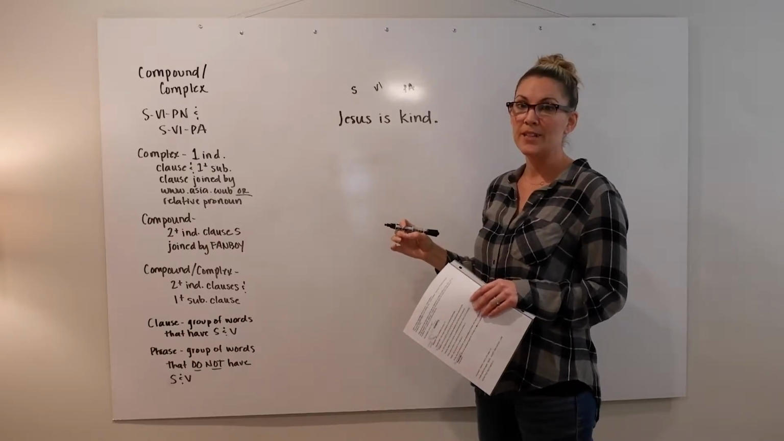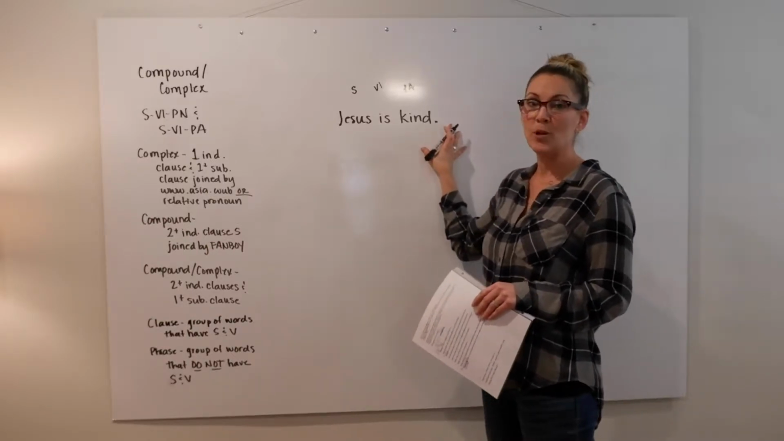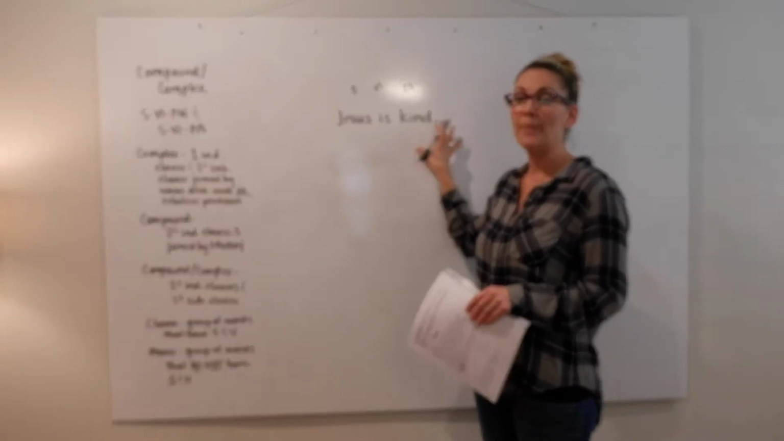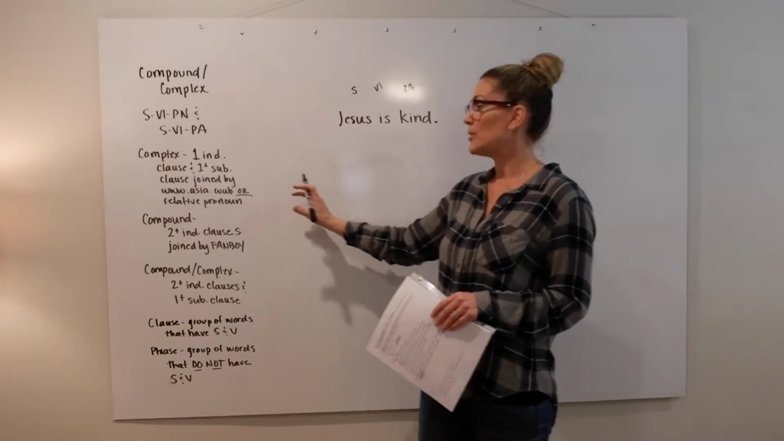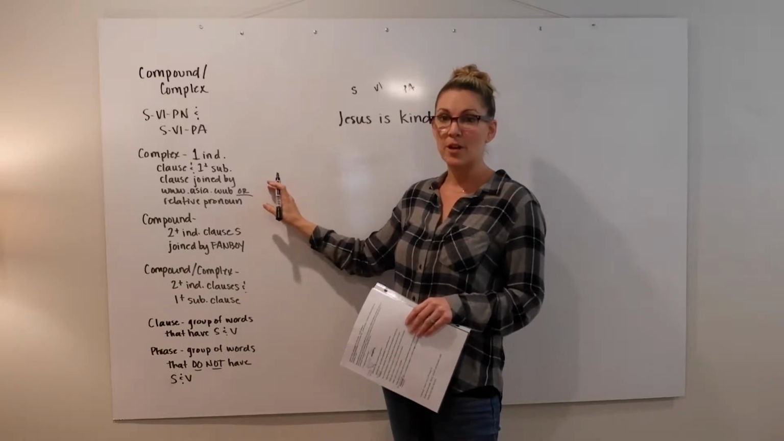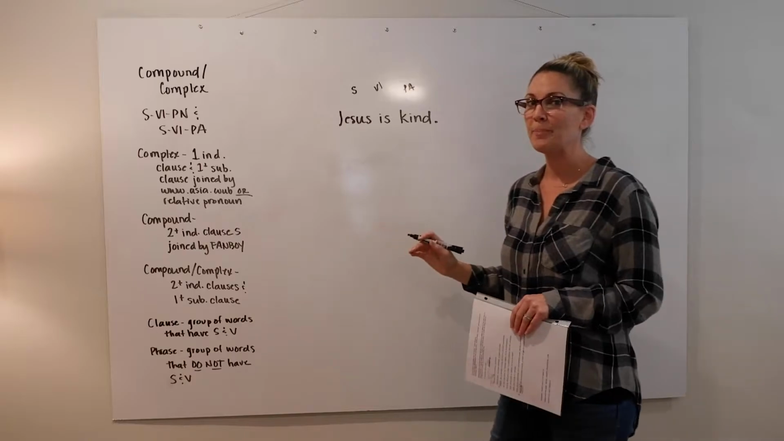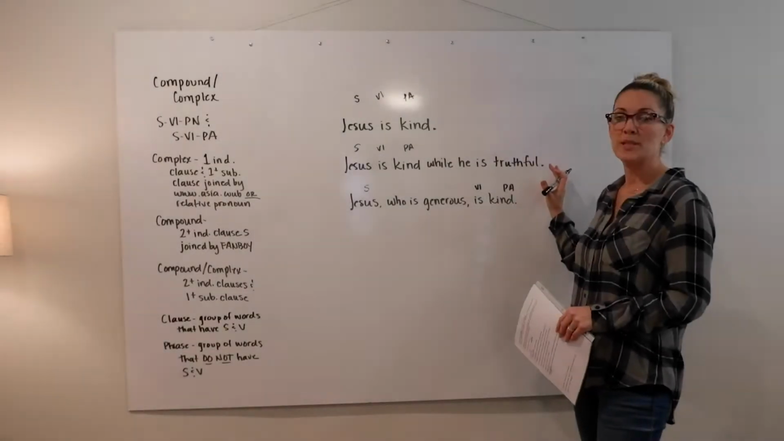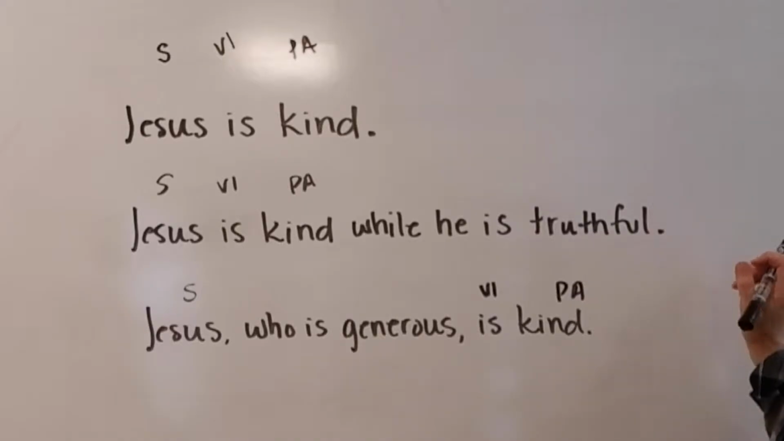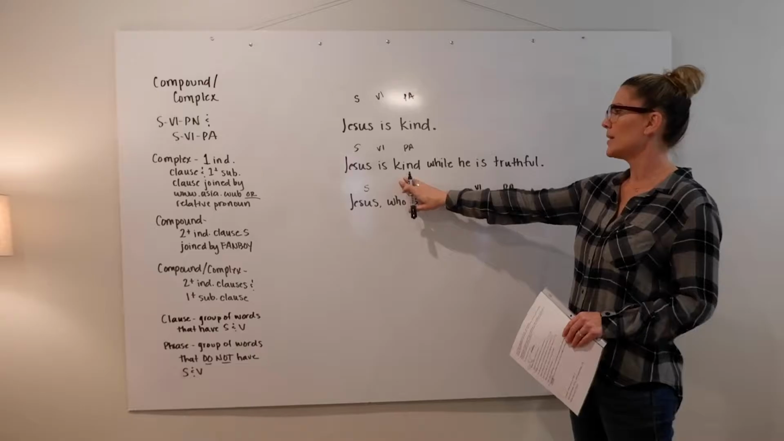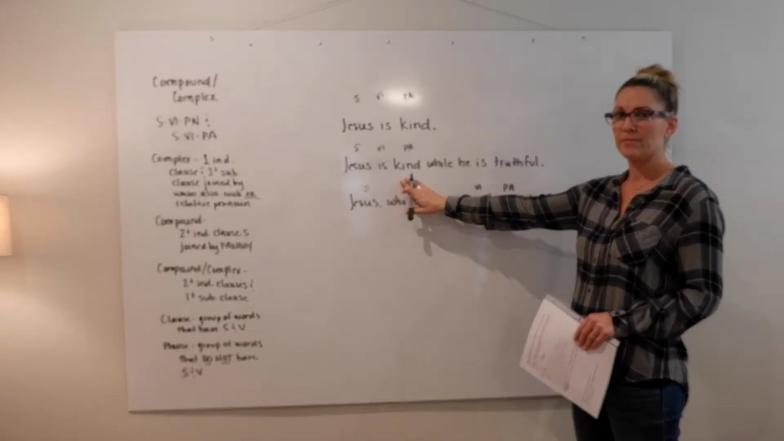Let's press pause on the video and let's turn this simple subject verb linking predicate adjective sentence into a complex sentence. So again, you're going to use either a www.asia.webword or you're going to use a relative pronoun. So like a who, which clause, okay? So press pause. Hopefully you came up with something like Jesus is kind while he is truthful, or Jesus who is generous is kind. So let's look at both of these sentences here. Jesus is kind. Can that be a sentence all by itself? Yes, it can.